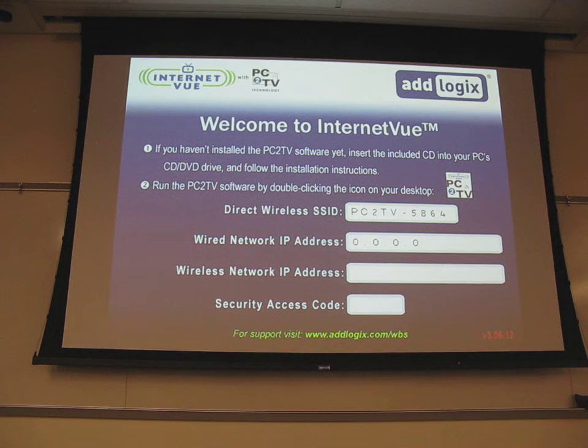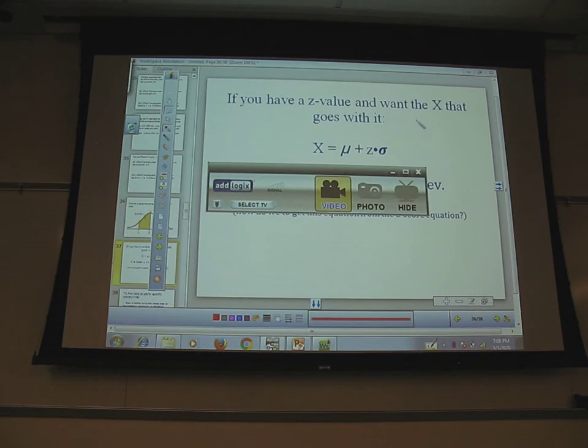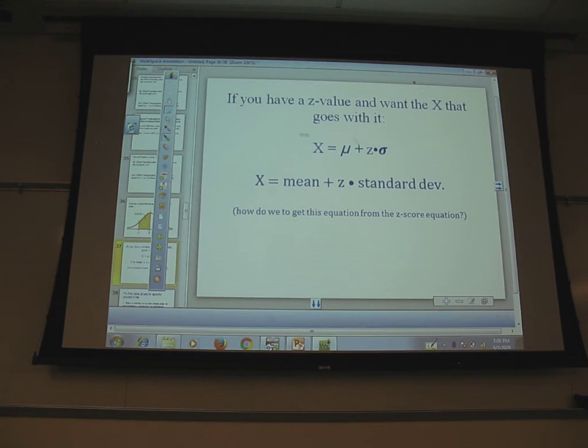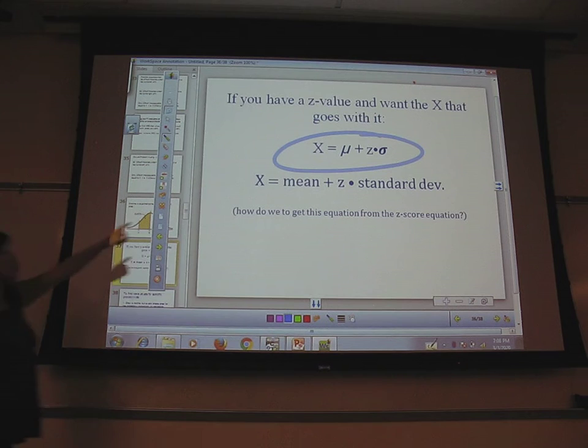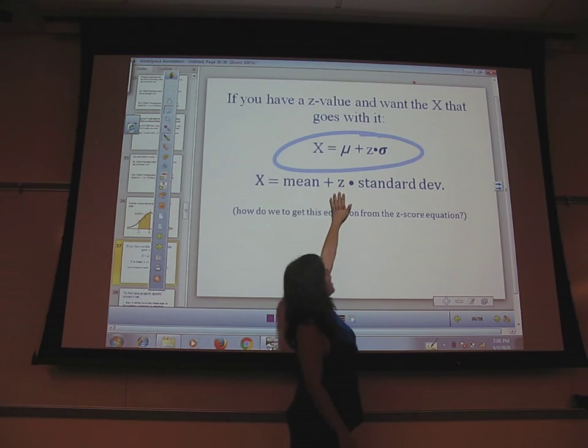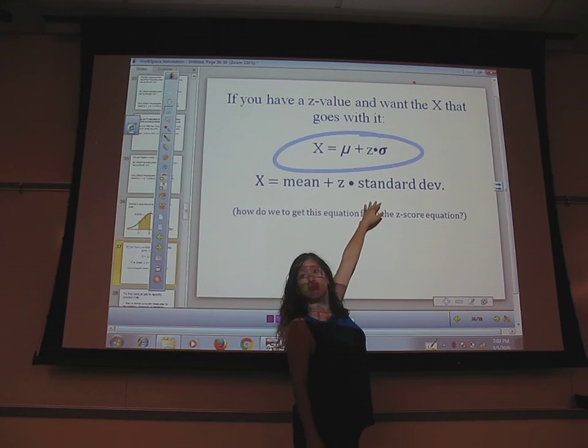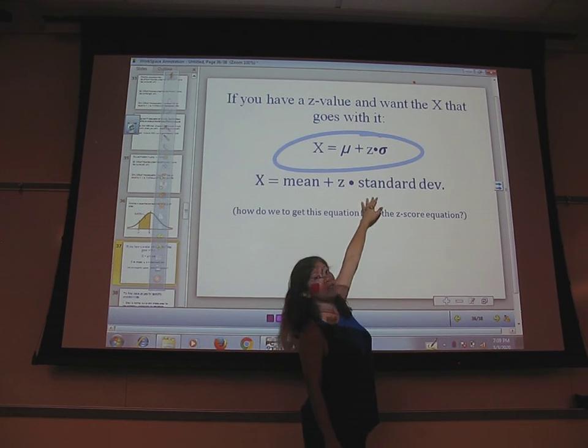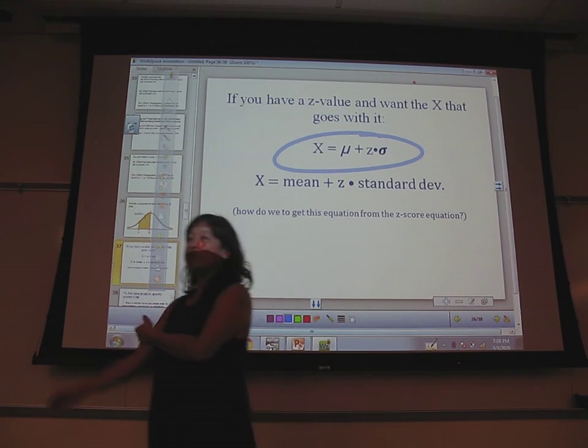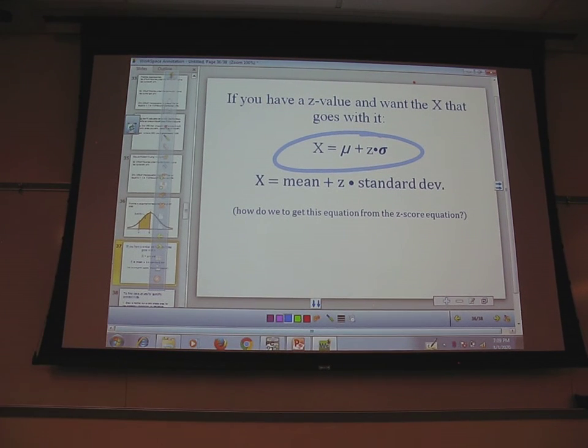Why is this not going? There we go. All right. And that's what this says. You start with your mean, and then you add that many standard deviations. Whatever your z-score, that's how many standard deviations you add. So you multiply your z-score by your standard deviation to find that.